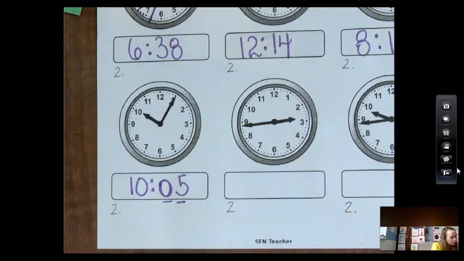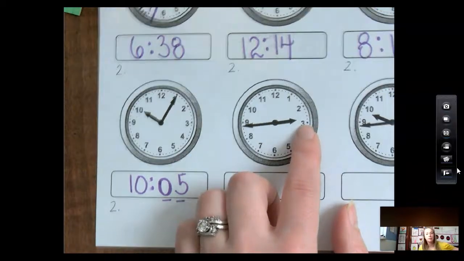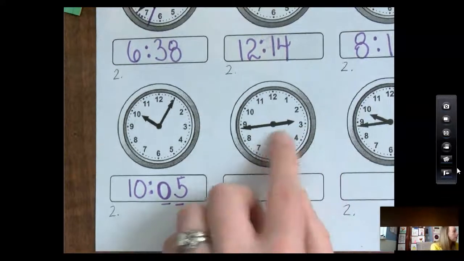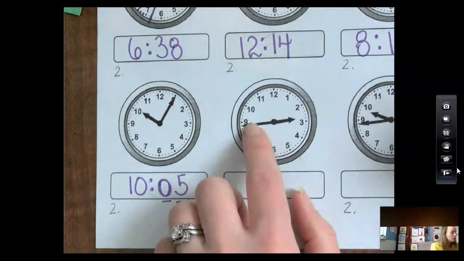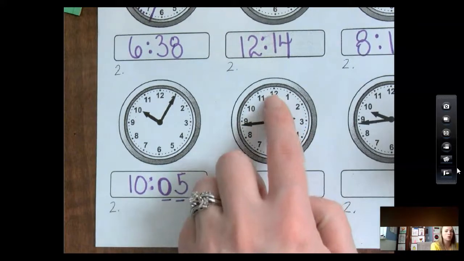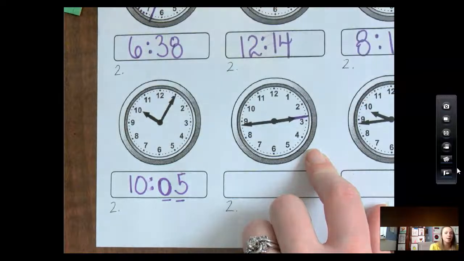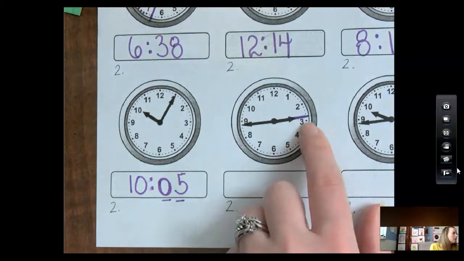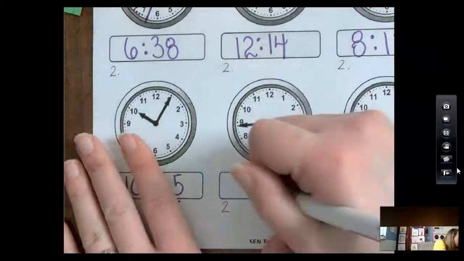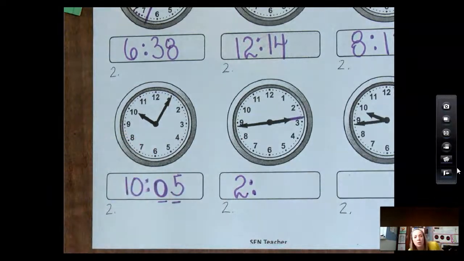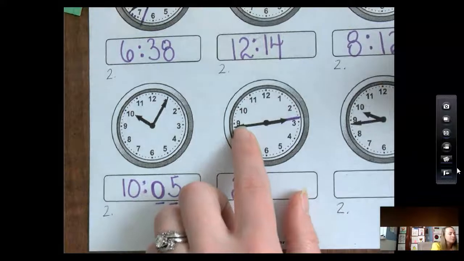All right, here we go, kiddos. What's the hour? Now be very cautious here. Who thinks that the hour is 3? If you think the hour is 3, that's actually not right, because it's not going to be 3 o'clock until this minute hand hits that 12. So you have to be super careful. It's not even touching. If I extend that line, it's not even touching that 3 yet. So the hour is actually 2. Be very cautious with that because a lot of kids are going to want to say it's 3 o'clock and it is not.